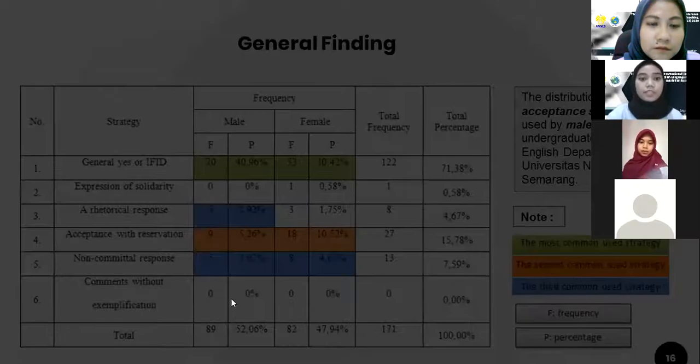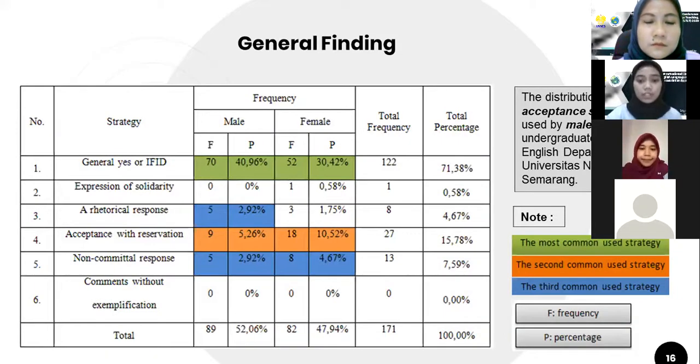Yeah, this is the finding from the acceptance strategies. The female used general yes or IFID as their acceptance strategy. So do the male participants. They share some similarities in doing their acceptance strategies.